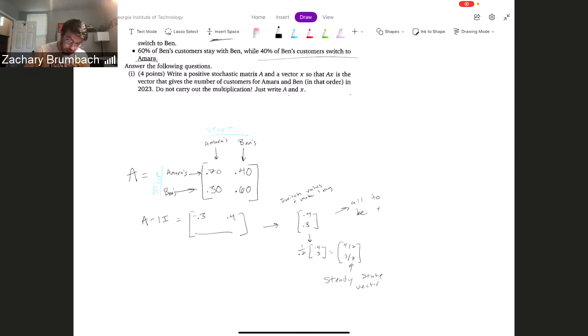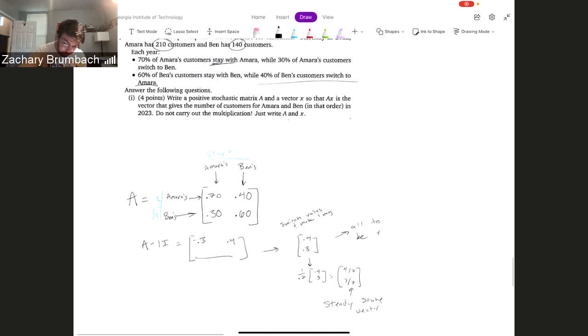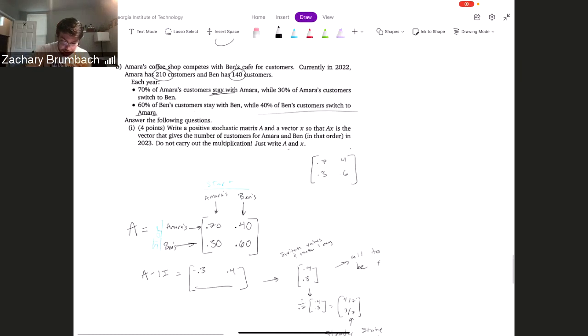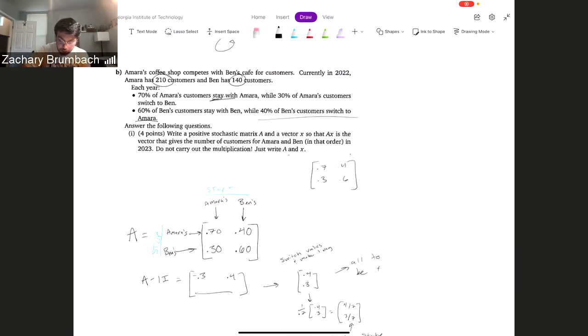And vector x gives the number of customers. Okay, so I actually took this a step further than you needed to. This is our steady state. All they asked for was a matrix A, 0.7, 0.4, 0.3, and 0.6, times some vector that describes the next year. Amara was first row, first column, so she gets the first entry in our x vector. She had 210 people, so she gets a 210, and Ben had 140, so he gets a 140. And this is our Ax, okay?